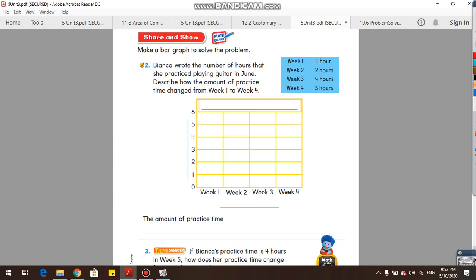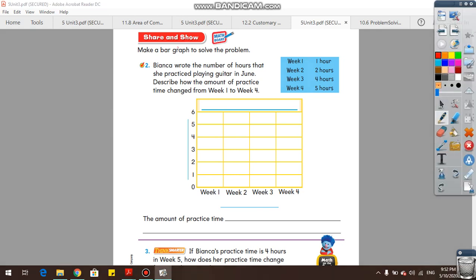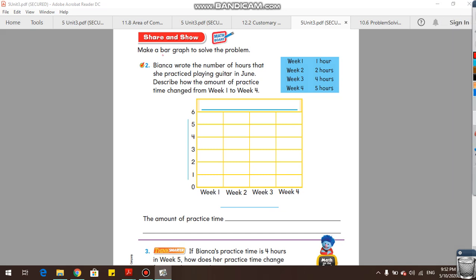Now guys, let's move on to the next page. Number 2, Bianca wrote the number of hours that she practiced playing guitar in June. Describe how the amount of practice time changed from week 1 to week 4. Okay, I have the information here. Week 1 it was 1 hour, week 2 2 hours, week 3 4 hours, and week 4 5 hours.